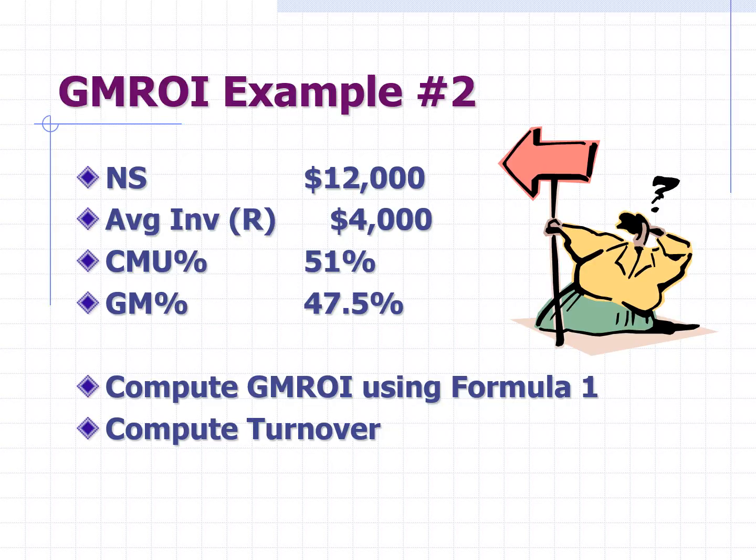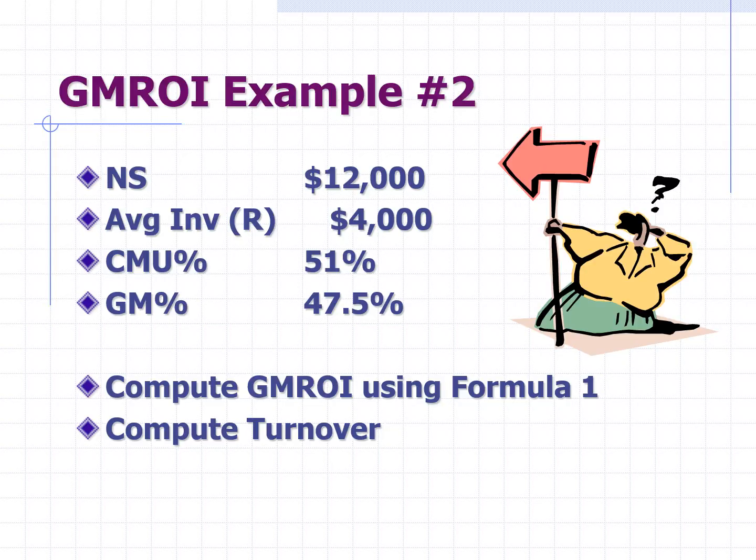But I suggest that you should try to use Formula 1 first. We can utilize Formula 2 too, but let's try to use Formula 1 first. Formula 1 of GMROI was gross margin dollar divided by average inventory at cost dollar, right? Gross margin dollar has to be derived from net sales and gross margin percent, right?